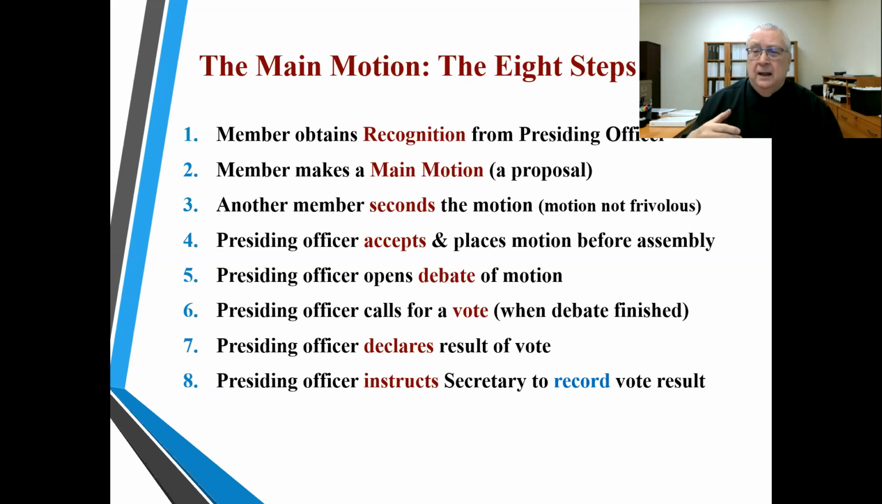What I do, and what I suggest to chairmen, is that you use the three repeat rule. Ladies and gentlemen, we've heard discussion. Are we ready to vote? Is there any more discussion? Any more discussion? I think we're ready to vote.